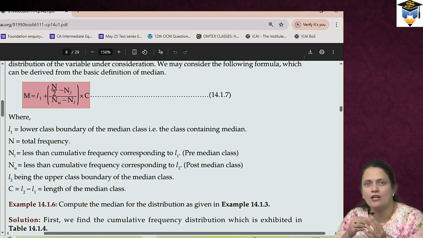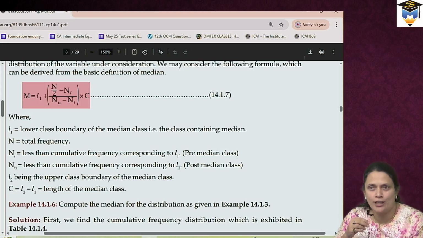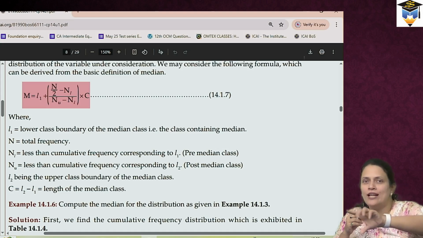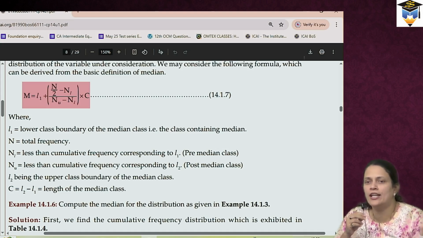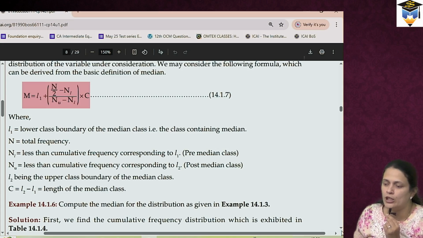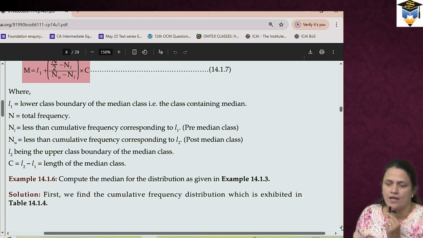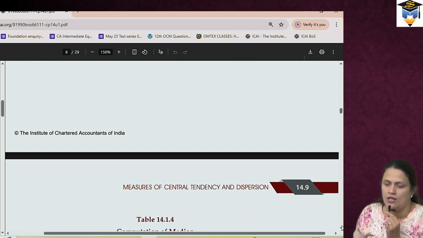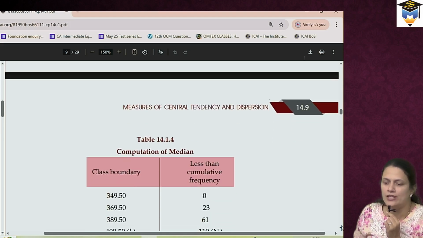So we know that for ungrouped data, what we need to do is find out the median by first arranging the numbers in ascending form, and if there are an odd number of values, take the middlemost value. If there are an even number of values, find the average of the middle two values. For grouped frequency, you will have to use this formula, and now you have to consider cumulative frequency in this case. Compute the median of the distribution. Okay, so now see, class boundaries were given to us.